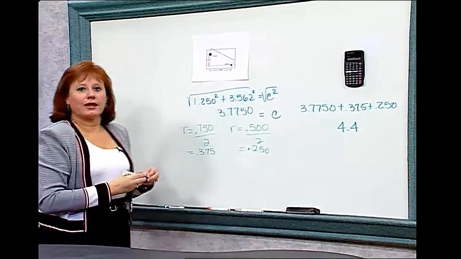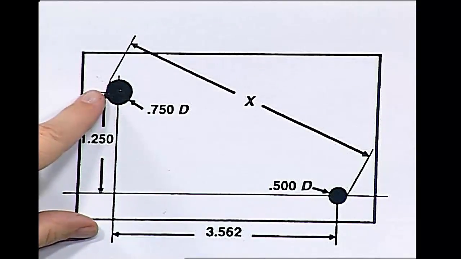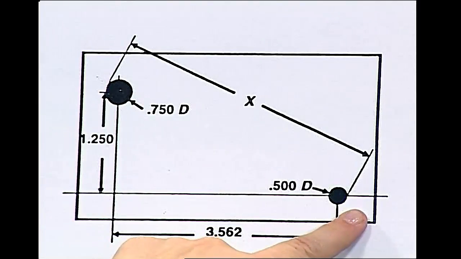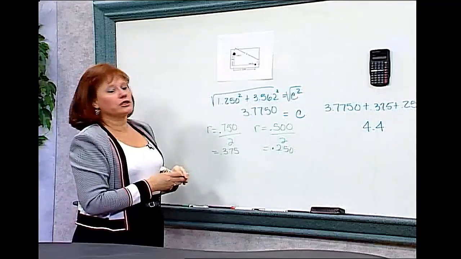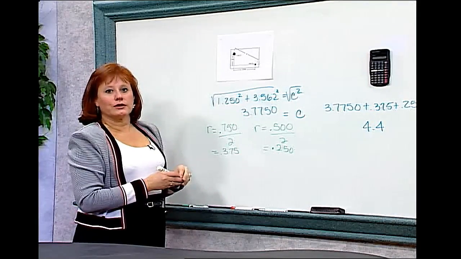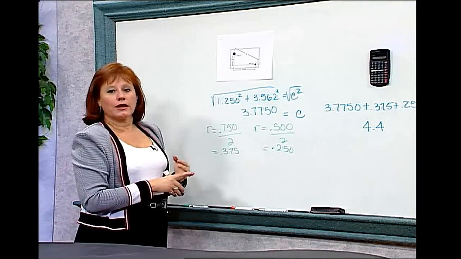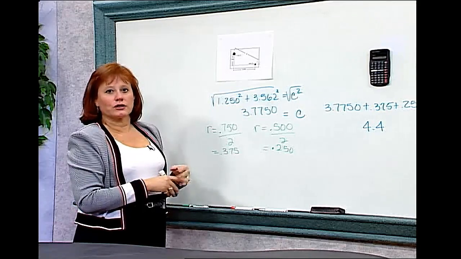I'd like to remind you what that is. That is the distance from the outer edge of the top hole to the outer edge of the second hole. That's equal to the distance of x. We found x to be 4.4, using our skills of the Pythagorean theorem and some common sense about circles.